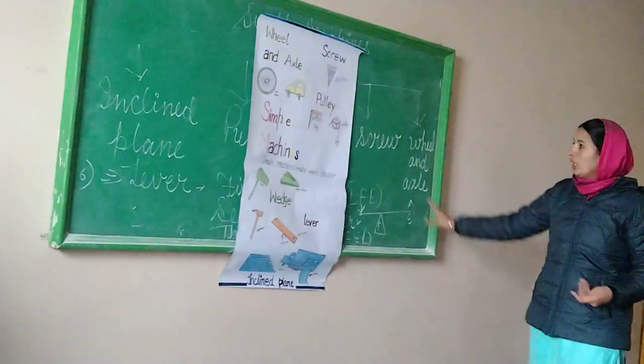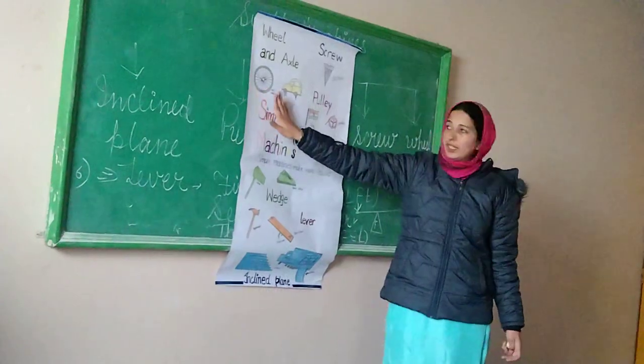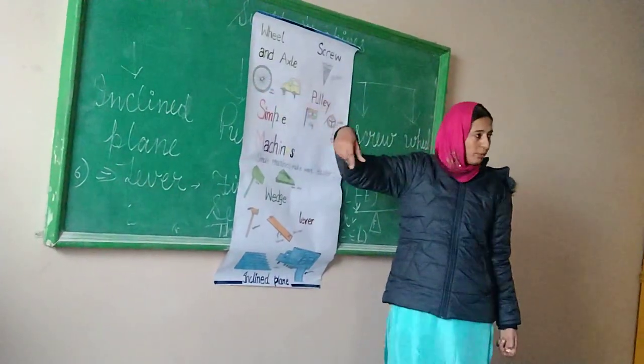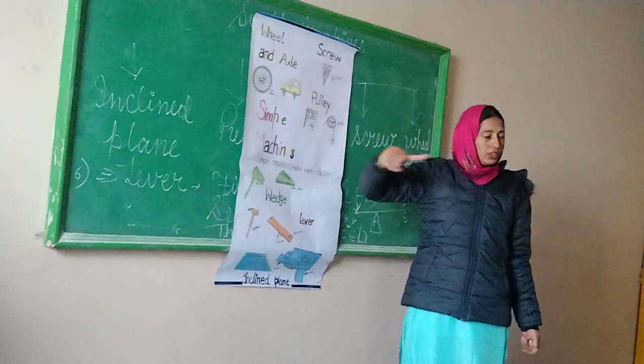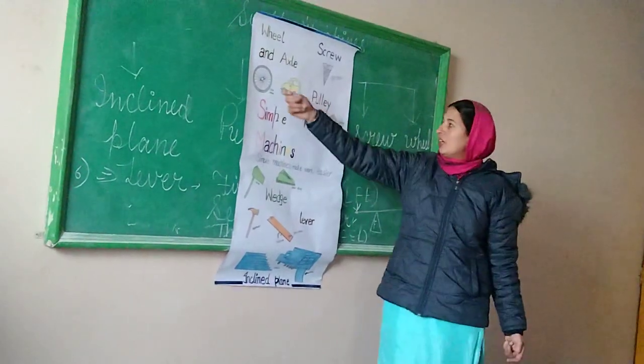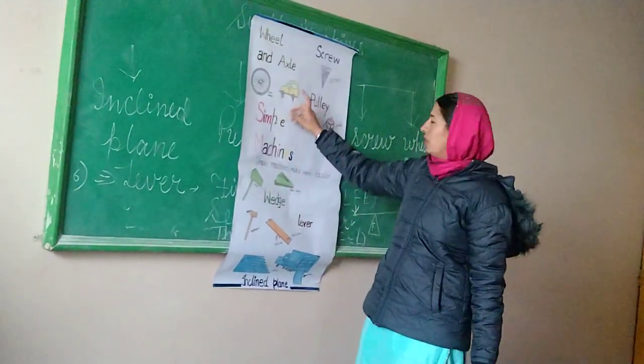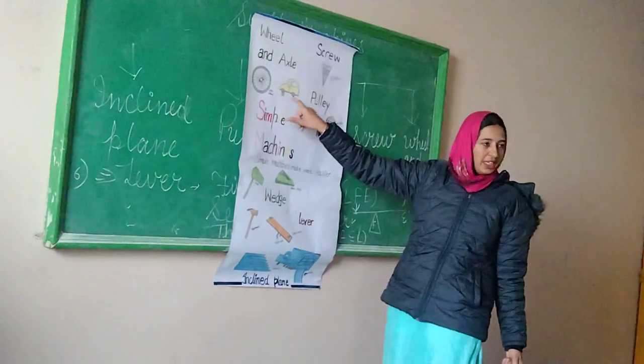Next is the wheel and axle. I also explained earlier that the movable part is called the wheel, and a fixed rod that connects the two wheels is called the axle. And every vehicle has a wheel and axle.